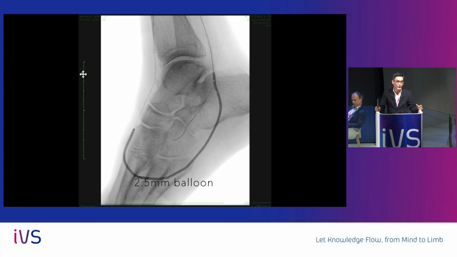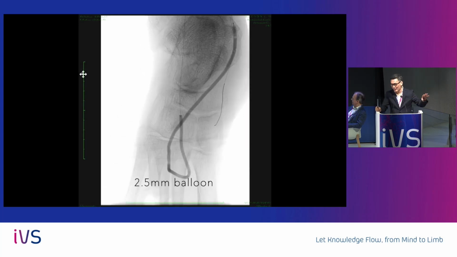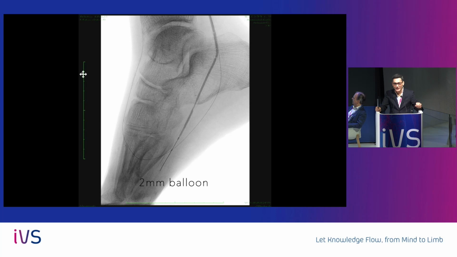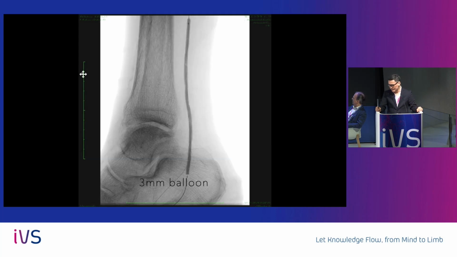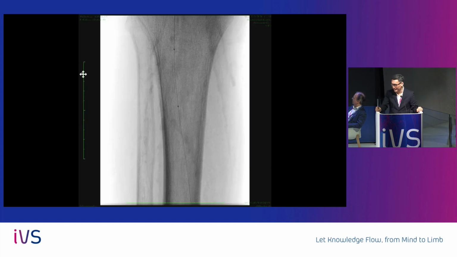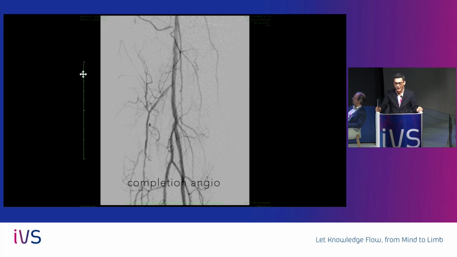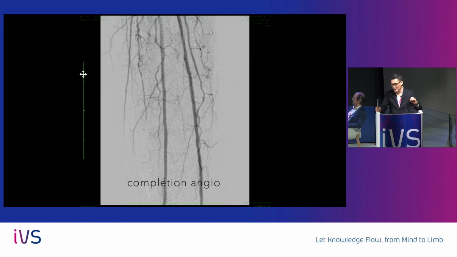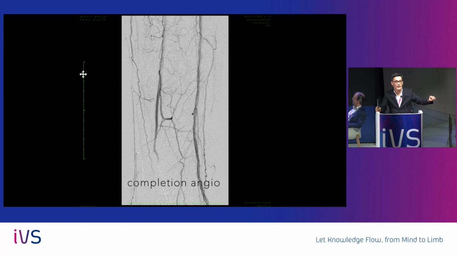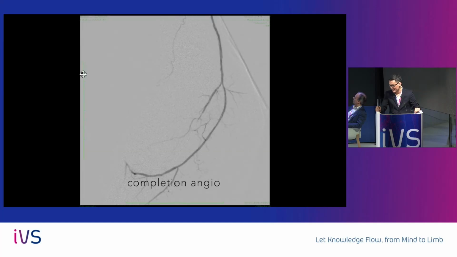This is a 2.5 Oceanus balloon for the lateral plantar and the plantar arch, 2 millimeters for the medial plantar, 3 for the distal posterior tibial, and 4 for the tibioperoneal trunk. And look, beautiful, nice breeze flow all over the track of the posterior tibial, lateral plantar, and medial plantar.